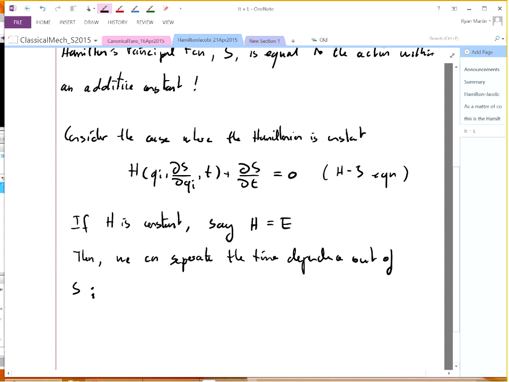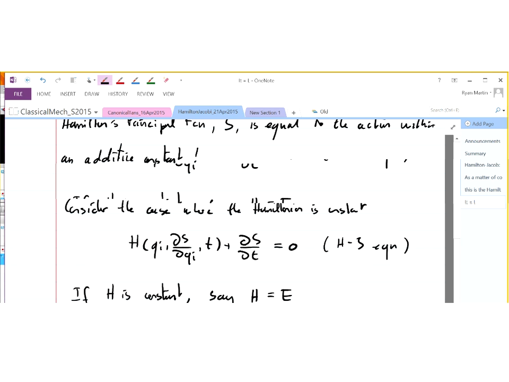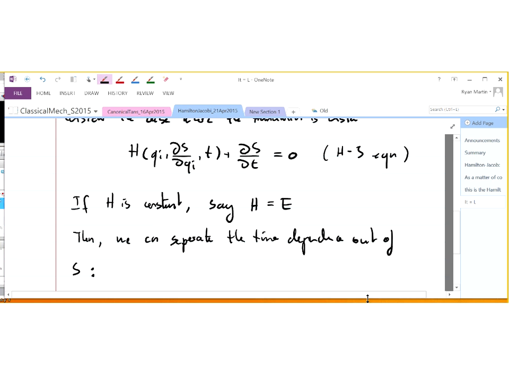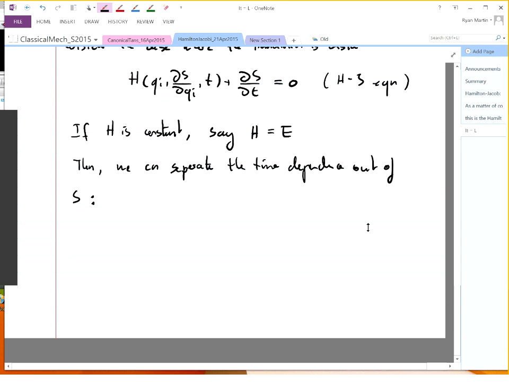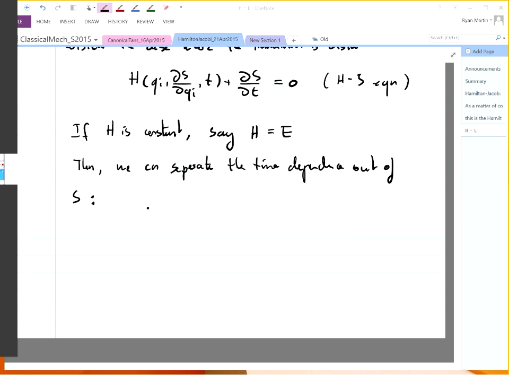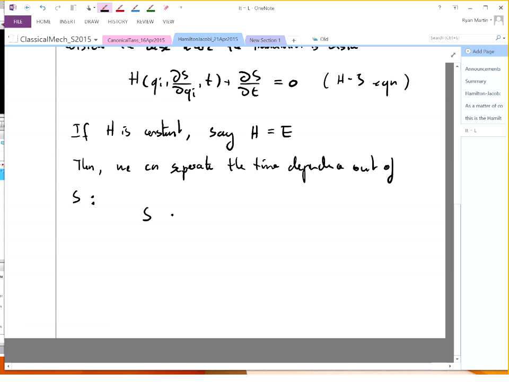So what we do is we say that, let's try the solution where S, which normally would depend on q_i, alpha_i, and t, let's try the solution where S depends on a function W that only depends on q_i and alpha_i. And then we'll add a term minus E times t.